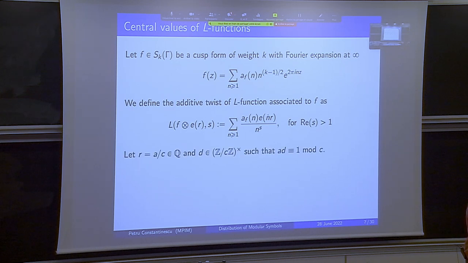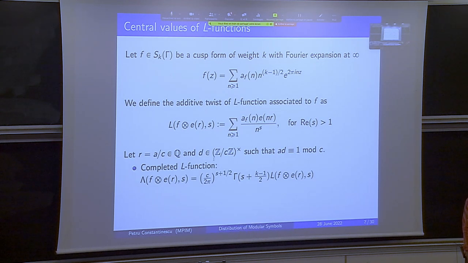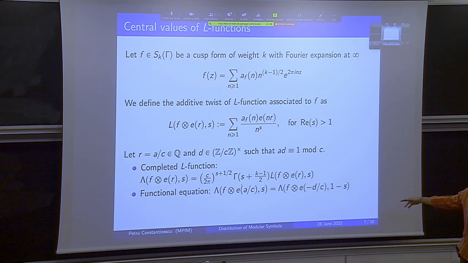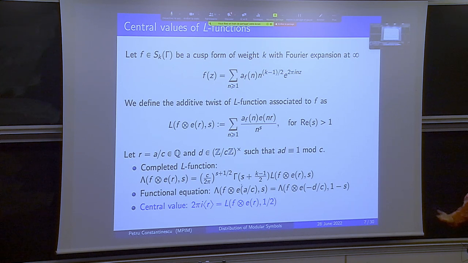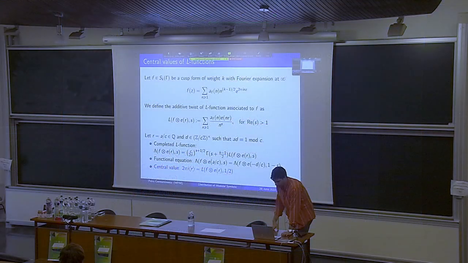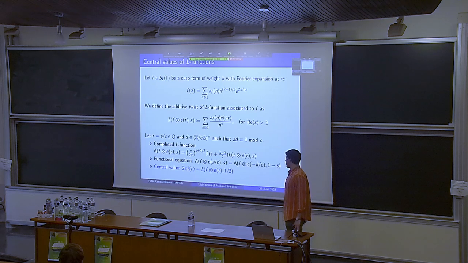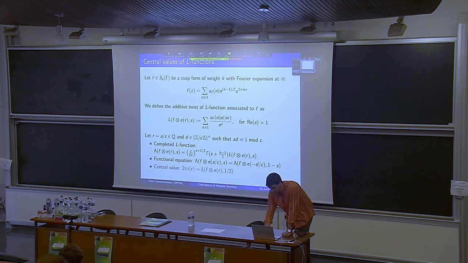Okay, so this will be a well-defined L function for the real part of s greater than one, and we have all the properties that you expect. If I fix r to be A over C, and I take D to be the inverse of A mod C, then we have a completed L function. The idea is that the functional equation relates the twist by A over C at the value s with the twist by minus D over C, where D is the inverse of A. And why is this interesting? The modular symbol, the integral I've shown you above, is just, by the theory of analytic continuation, the central value with the twist r. So this is me attempting to answer the question, why would you care about modular symbols, showing some important properties of them.